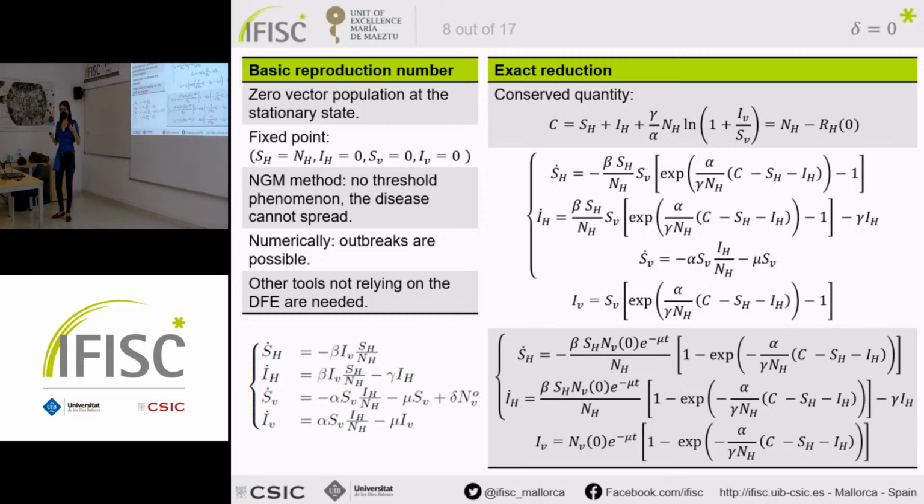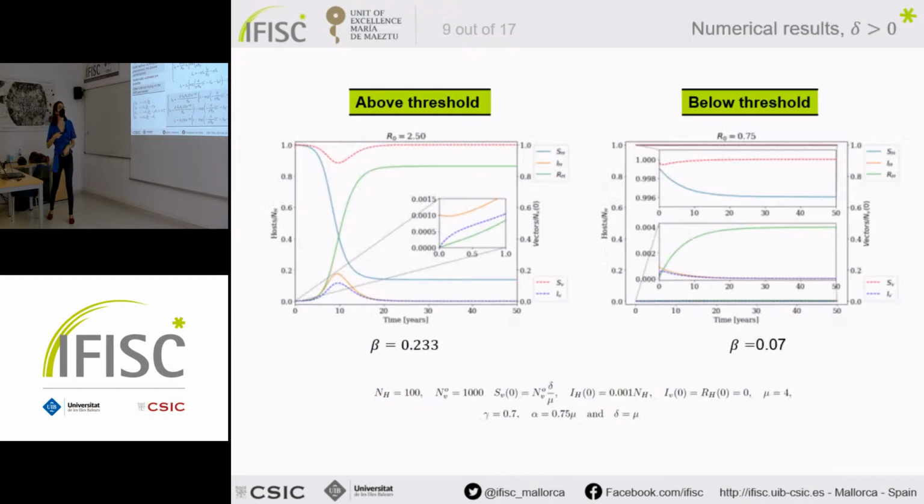However, it is also interesting to study this system because we can find a non-trivial conserved quantity of the system that we can use to make an exact reduction of the dimensionality instead of an approximated one. So we can reduce it via this conserved quantity that we have derived to a 3D model, and further to a 2D model with an explicit time dependence, using again the expression of NV. So now we can see some numerical results, for delta greater than 0 and then for delta equal to 0.